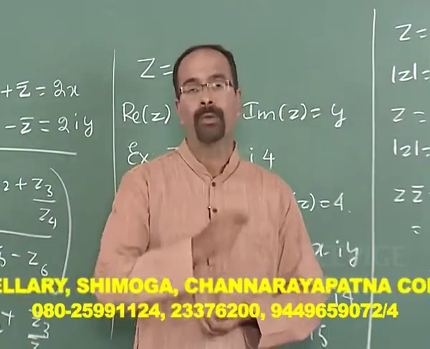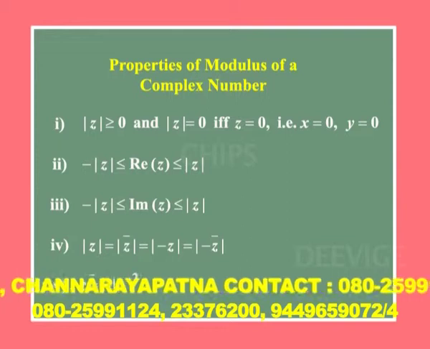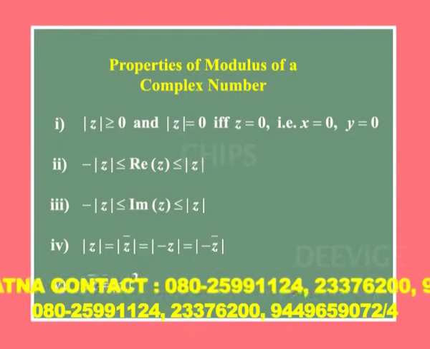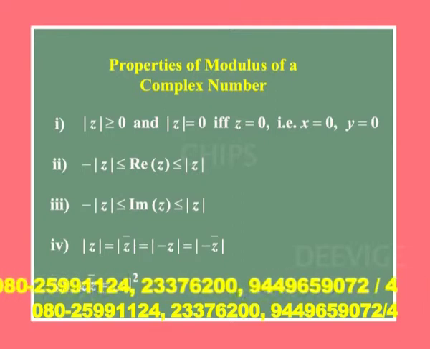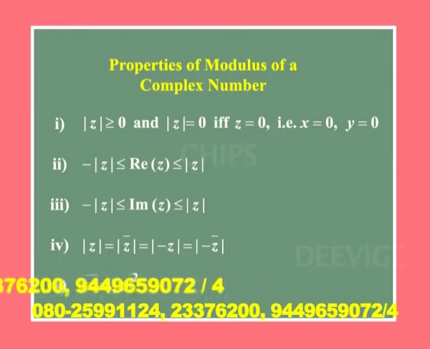Let me give you a few more properties based on modulus of a complex number. Properties of modulus of a complex number. Mod Z is always greater than or equal to 0, and mod Z is equal to 0 if and only if Z is equal to 0, that is x is equal to 0 and y is equal to 0. Real part of Z is always greater than or equal to minus mod Z and less than or equal to plus mod Z. Imaginary part of Z is also greater than or equal to minus mod Z, less than or equal to plus mod Z.